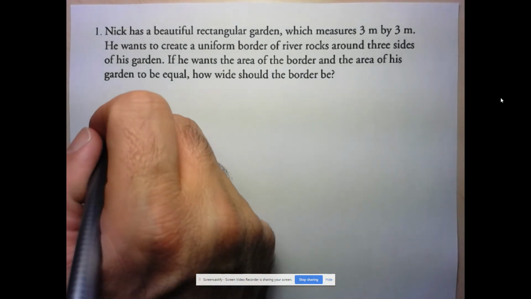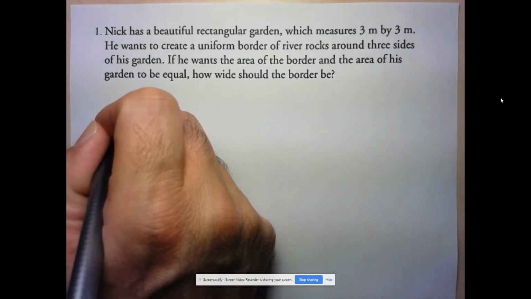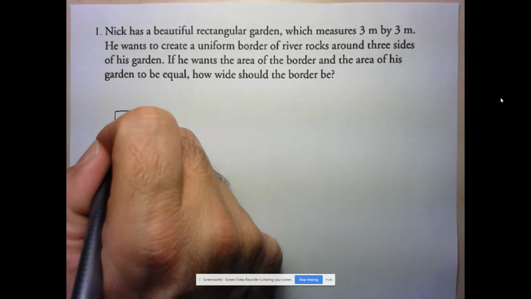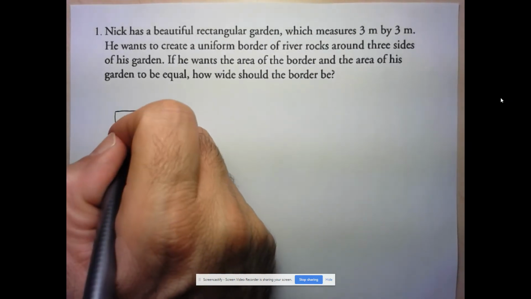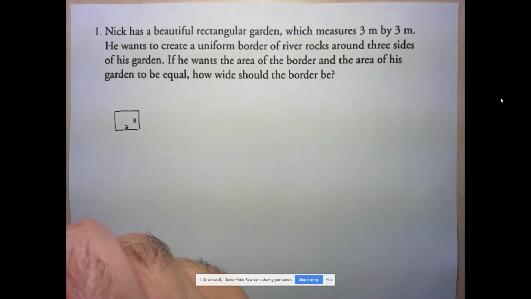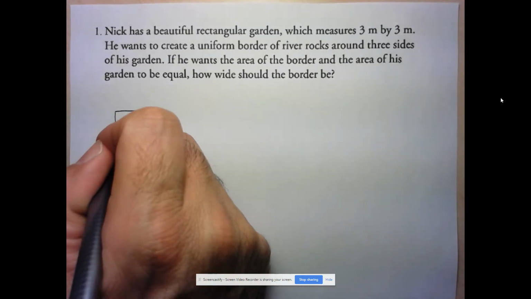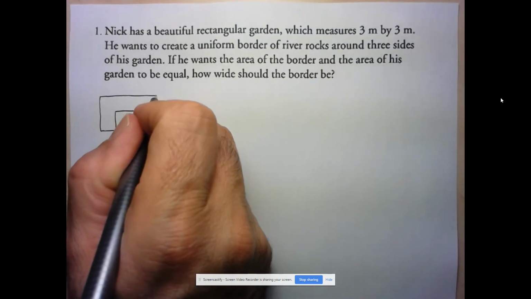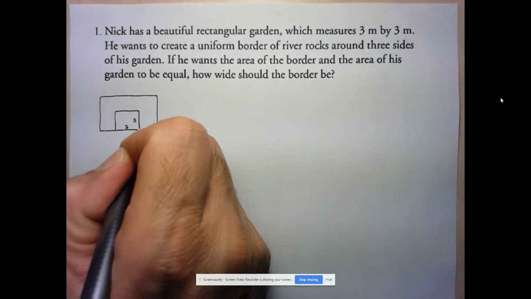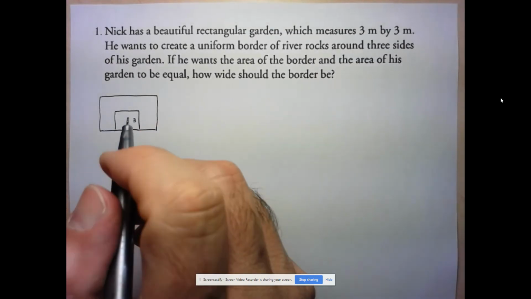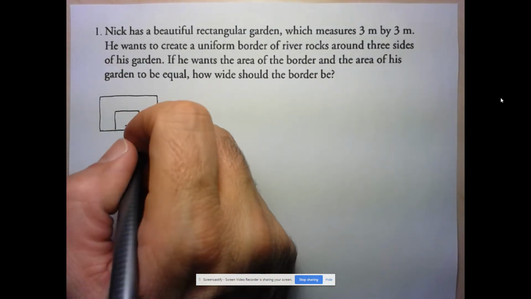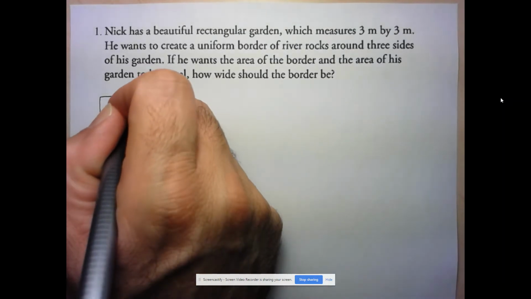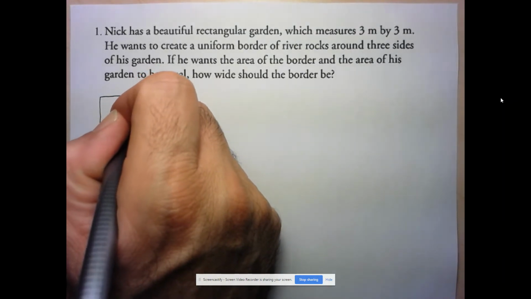So as usual, I'm going to start with a diagram. So I'll start with my rectangular garden, which is in fact a square. It's 3 by 3, and we want to create a border around 3 sides of this garden. Okay, and it's a uniform border, so we assume that it's the same all over. And what they want us to do is to determine the width of this border. So I'm going to give that a name. So I'll call that X, and since it's uniform, X is the same all around.